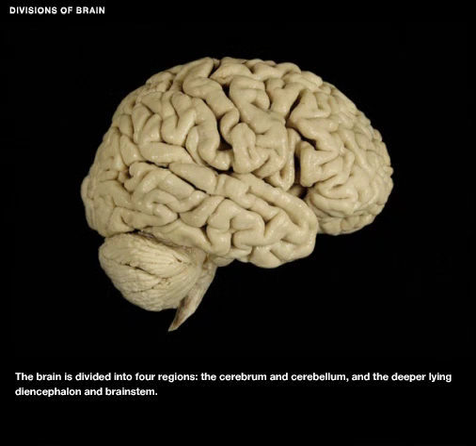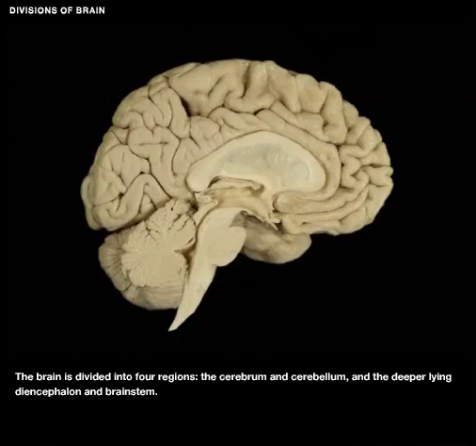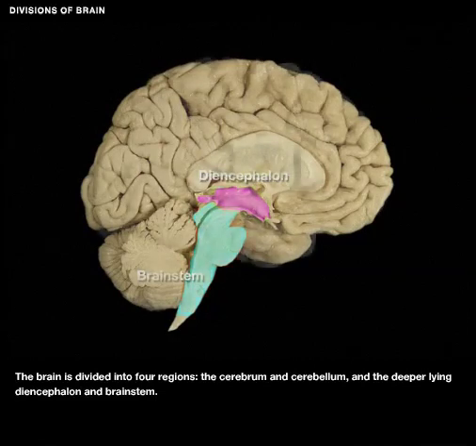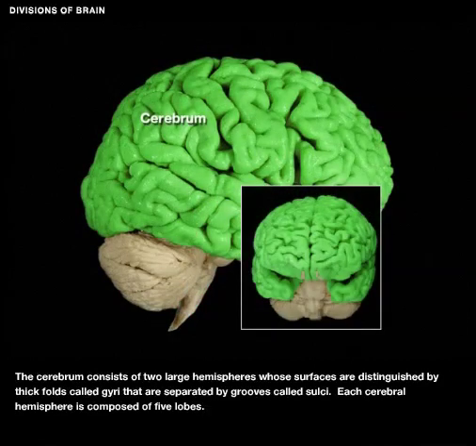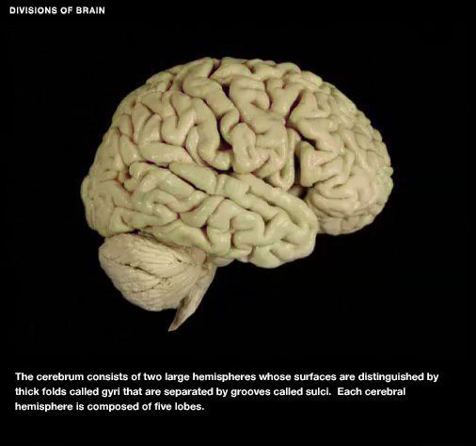The brain is divided into four regions: the cerebrum and cerebellum, and the deeper-lying diencephalon and brainstem. The cerebrum consists of two large hemispheres whose surfaces are distinguished by thick folds called gyri that are separated by grooves called sulci. Each cerebral hemisphere is composed of 5 lobes.